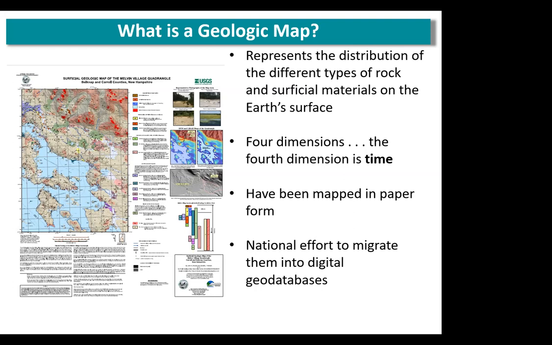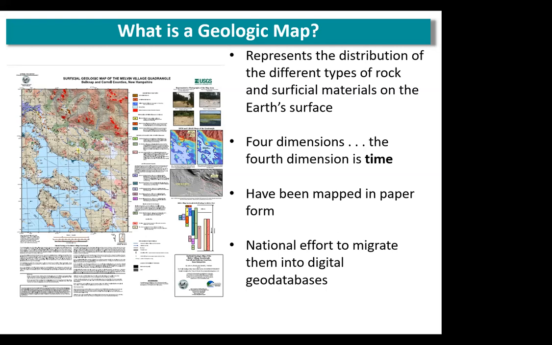It basically represents the distribution of the different types of superficial materials and rock on the Earth's surface, as I mentioned in the previous slide. It maps them in our normal 3 dimensions, but it also includes the 4th dimension of time. So when we go out and perform geologic mapping, we receive the funding each year from the USGS.